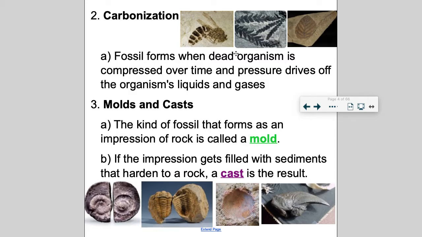You can see it looks like some algae or some kind of fern, but then just follow it. Turn it over, you can see it's a continuation. So it's like a 3D stuck in there. I think it's awesome. Rocks rock. So that's carbonization.